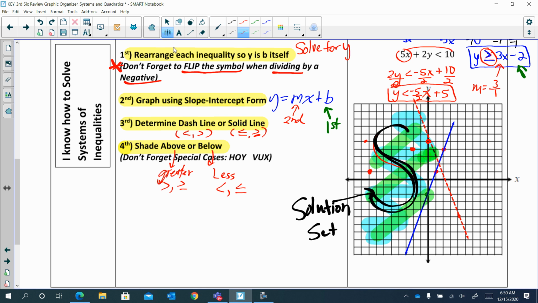All right, so that takes care of our inequalities. Now we'll just review what we just did, the next part.